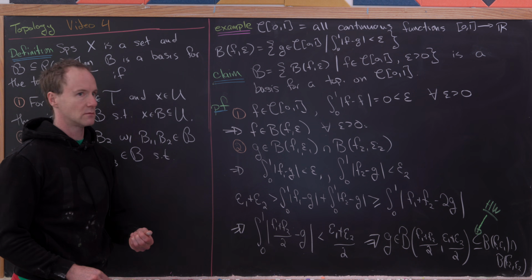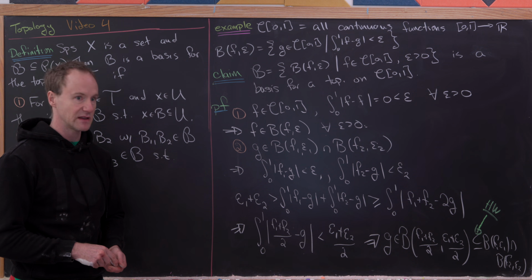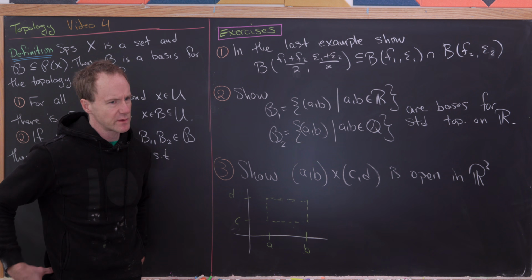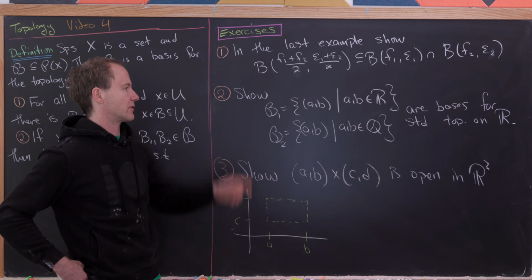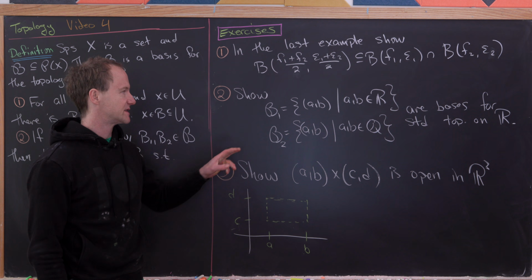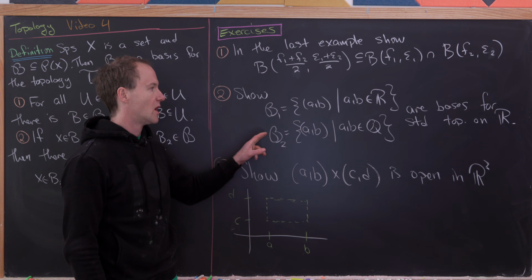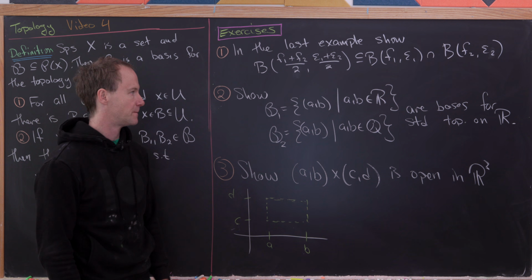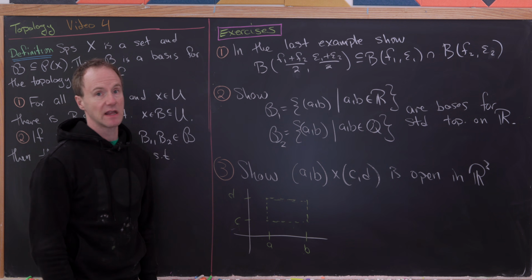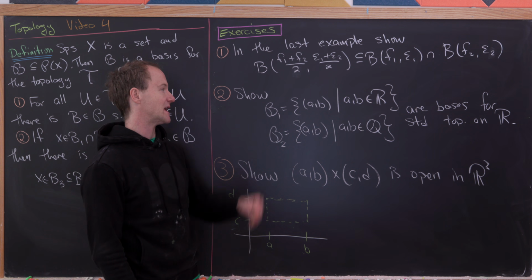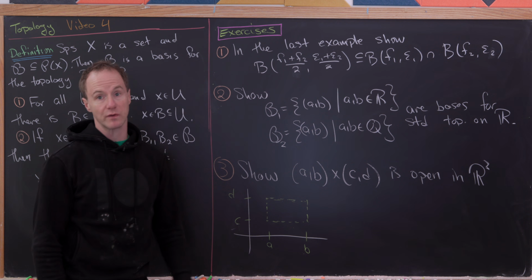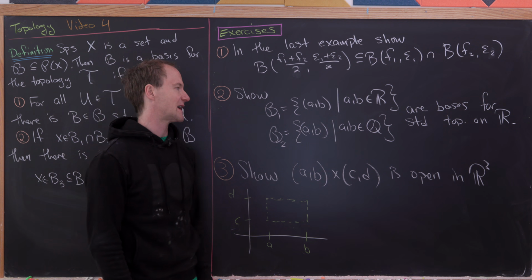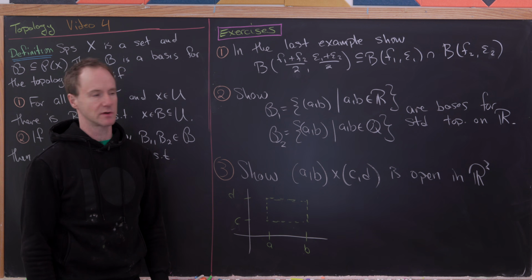Okay, so now speaking of homework exercises, I'm going to leave you with a couple of exercises. Okay, so here are 3 nice exercises. So the first one is to finish off that last example, so I've got it written right here. The second is to show that B1 and B2 are both bases for the Euclidean or standard topology on the real line. The first is simply a collection of open intervals (a, b), where a and b are real numbers. And then the second one is almost the same, except now we take a, b to be rational numbers.